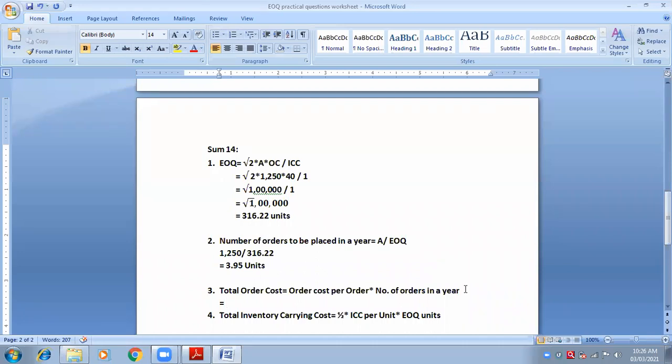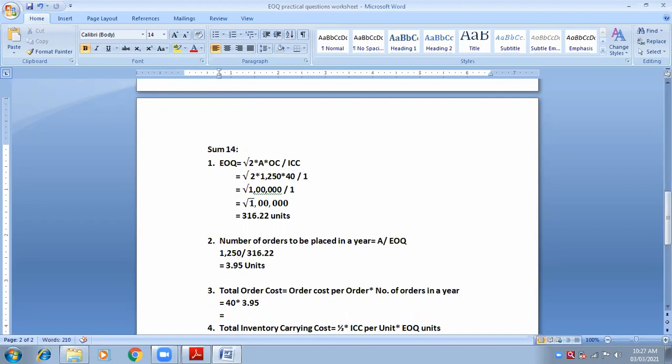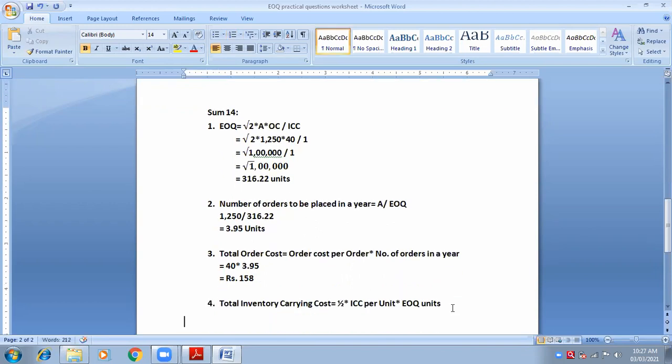It is already given. So 40 multiplied with the number of orders to be placed in a year, that is 3.95, the one that we have calculated just now. 40 into 3.95, so what is your answer? 158. Now this will be rupees. Rupees 158, meaning you are incurring a cost of rupees 158. Now, the answer of 158 for ordering cost should match with the answer of total carrying cost. Let us see how it matches.